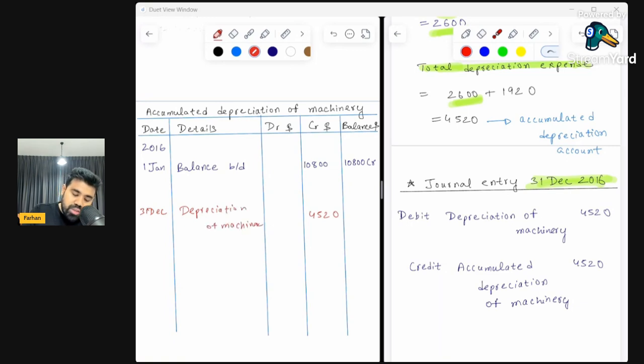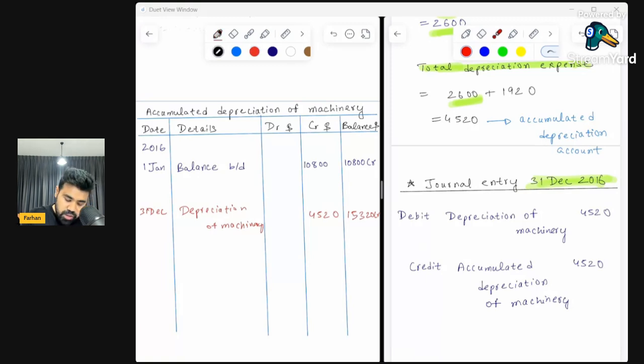And as you can see, we have got two credit balances so far, which will obviously get added with each other and give us a final balance of 15,320 credit. Okay? So 10,800 plus 4,520. So 10,800 plus 4,000 is 14,800 plus an additional 520, which is 15,320.